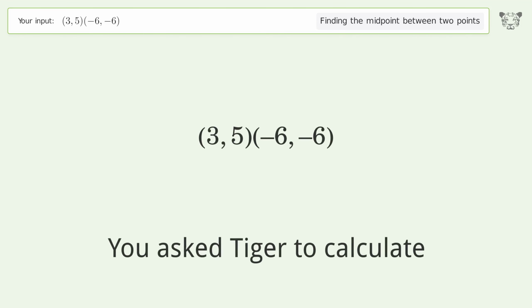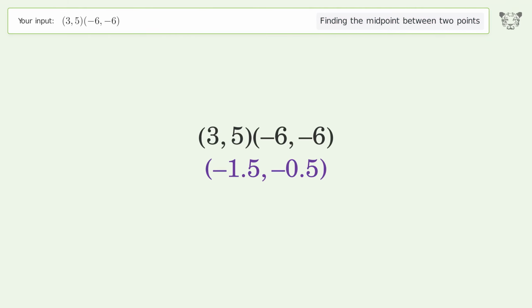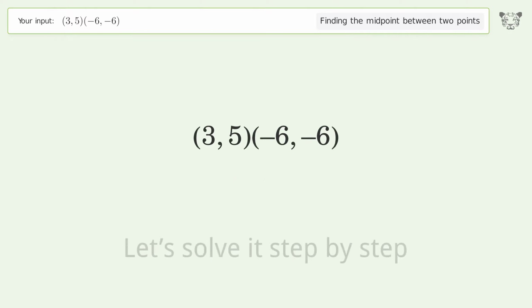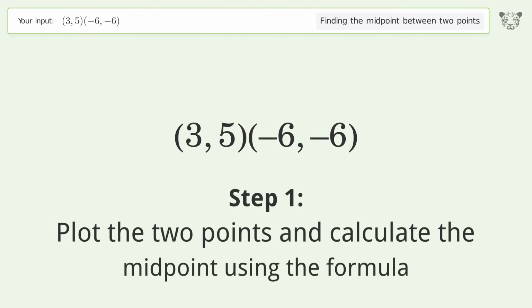You ask Tiger to calculate. This deals with finding the midpoint between 2 points. The midpoint between the 2 points is -1.5, -0.5. Let's solve it step by step. Plot the 2 points and calculate the midpoint using the formula.